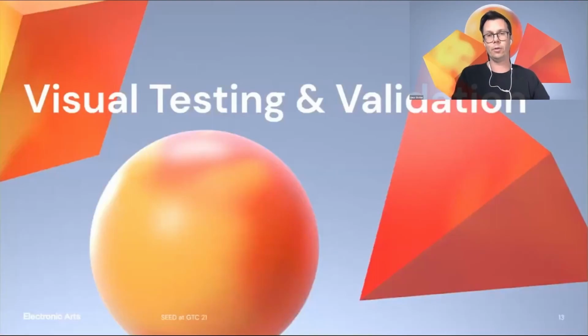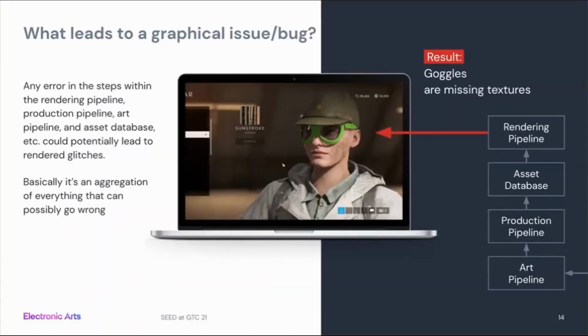So first I want to talk a little bit about visual testing. And it's exactly what it sounds like. It's the testing of the visual content. So first, again, to set the scene, what leads to graphical issues? It's a lot actually. You have all the components like the art pipeline, production pipeline, the asset database, the rendering pipeline. If something goes wrong at any point, you're going to have problems with the visual.